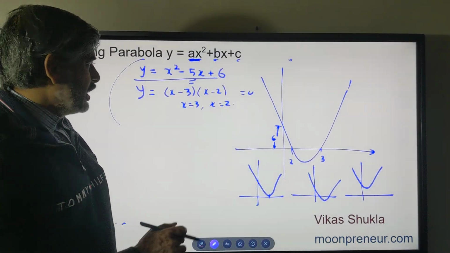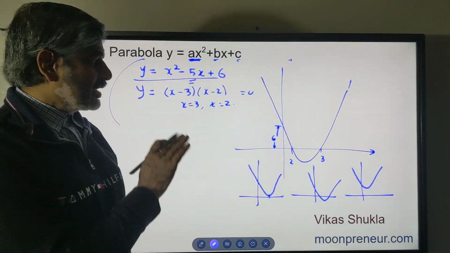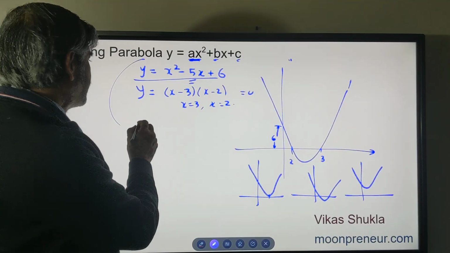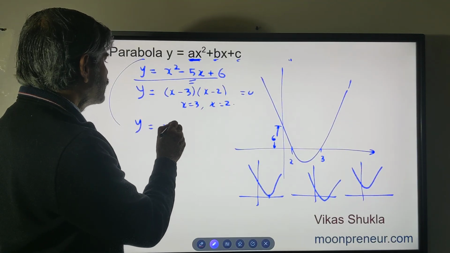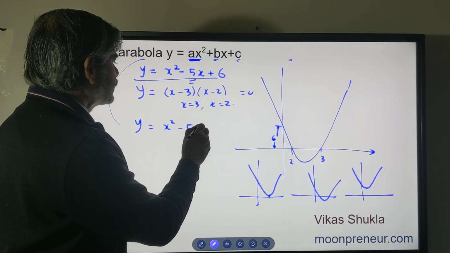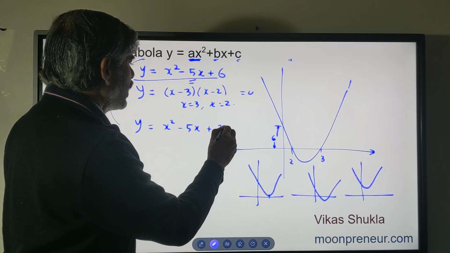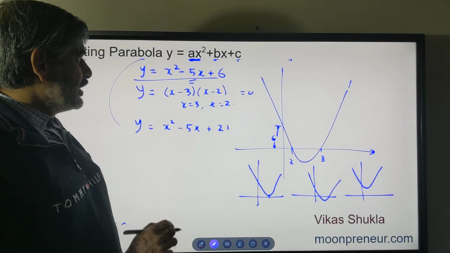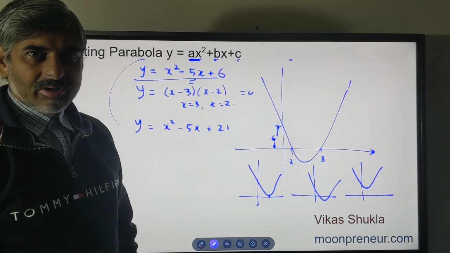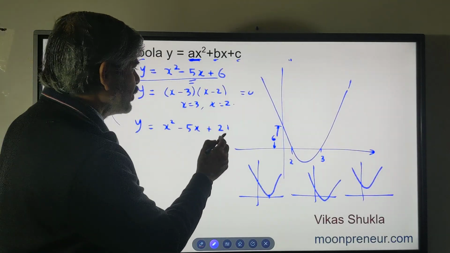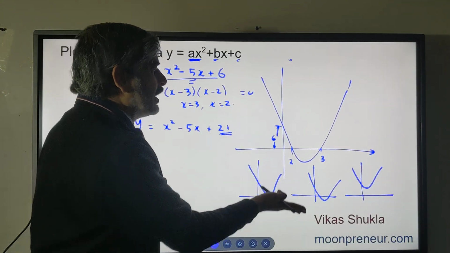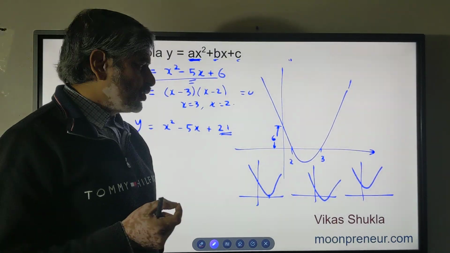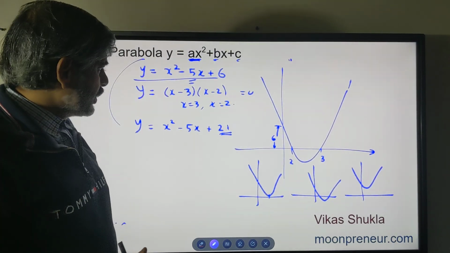In some cases, this parabola may not cut the x-axis at all. For example, if I take this equation, y is equal to x square minus 5x plus, let's say, 21, in that case, it will not cut the x-axis at all. As you can see, by making this 21 larger, the parabola starts shifting upwards, and you can use a very nice tool called Desmos to visualize this.